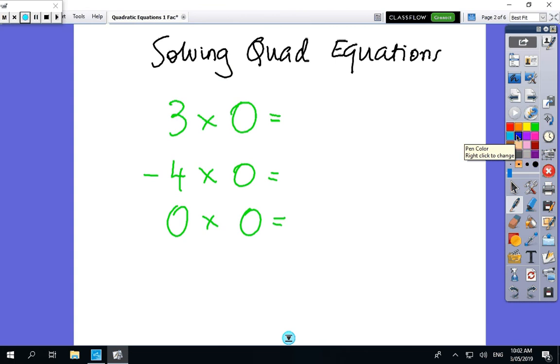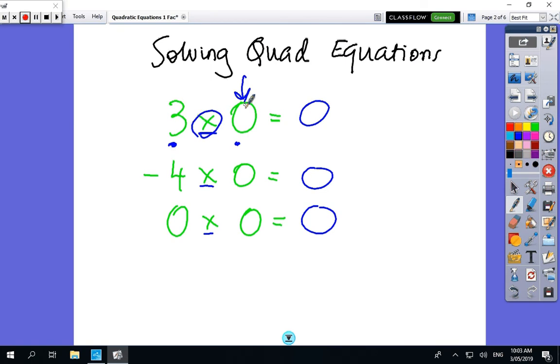Okay, so to solve quadratic equations, we just have to look at some basic mathematical operations. So we're multiplying two things. So if you have 3 times 0, the answer is 0. Minus 4 times 0, the answer is 0. 0 times 0 equals 0. So what we're saying is if you have two things, two numbers, two terms, two expressions, and we're multiplying, as long as one of them is 0, or both of them are 0, you get an answer of 0. Now you don't need to copy that down, just look at what happens on the next page.